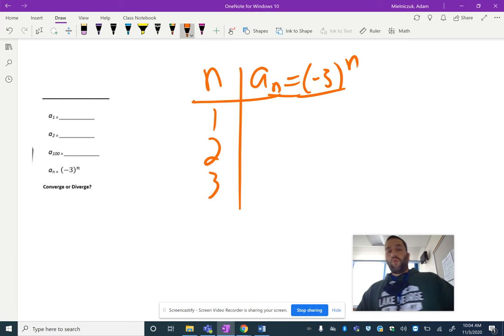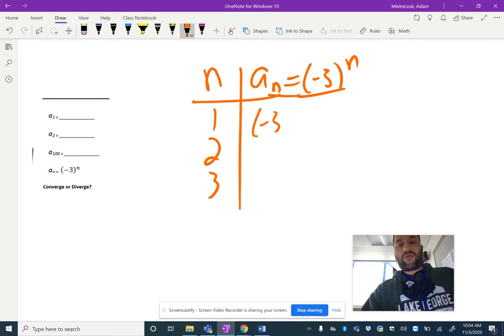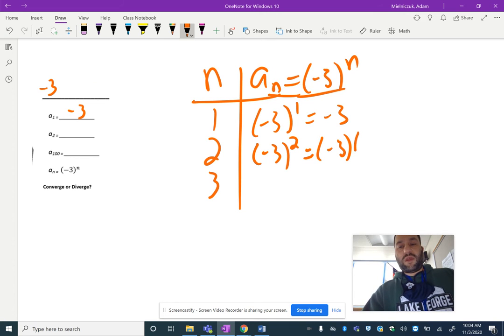What does that mean? Well, term 1 would be -3 to the first power, which equals -3. Okay, and we can write that up here. Then we'd have -3 to the second power, which is -3 times -3, which is 9.